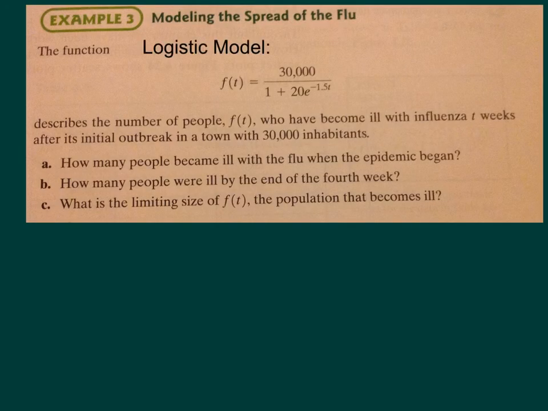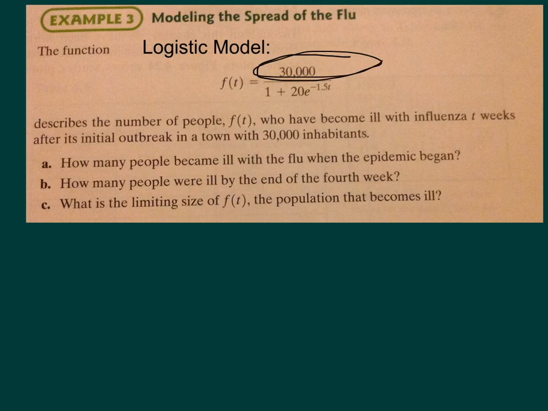Example 3 is an example of a logistic model, which is modeling the spread of the flu. And basically what that means is this model shows that over time, growth is always limited. So there is a limited amount that something on Earth can grow. And so this model describes a number of people, f of t, who have become ill with influenza t weeks after its initial outbreak in a town with 30,000 inhabitants. And so because there are only 30,000 inhabitants, this number is our limited size.